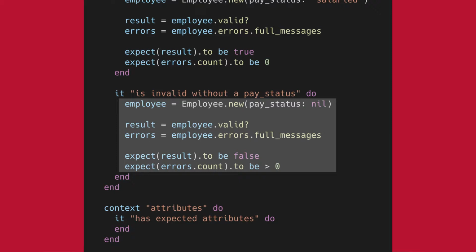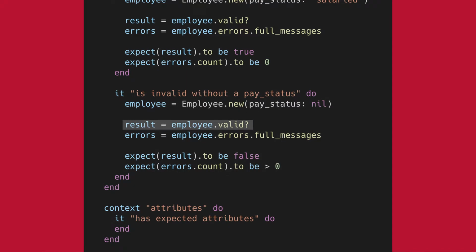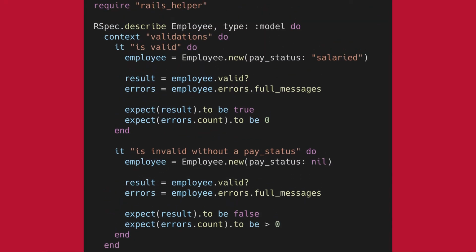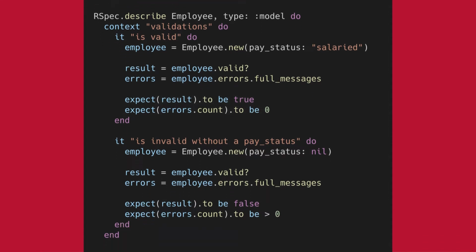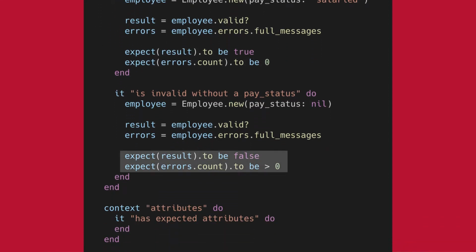This is where I'm doing the act portion of the spec. I'm calling valid on the model and pulling out the error messages from it. For a valid model, I'd expect those to be true and for the number of errors to be 0. For an invalid model, I can expect the opposite.